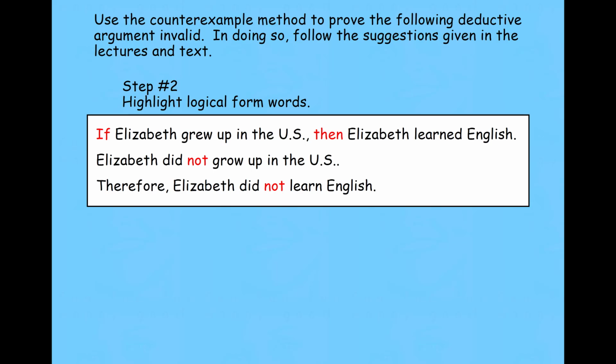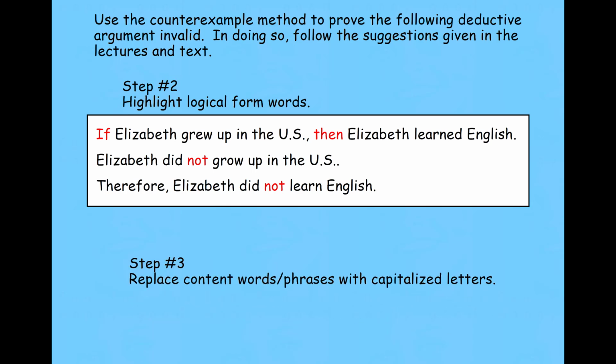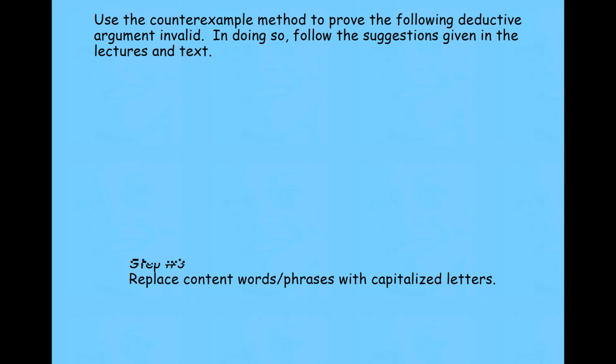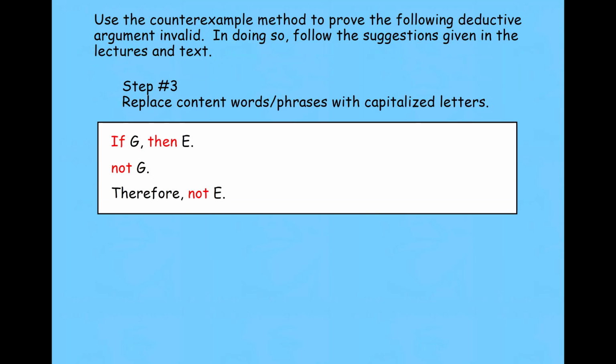Now that we've got the logical form words highlighted, we want to keep those logical form words, and we want to replace our content words or phrases with capitalized letters in each place that they occur in our argument. So again, you might want to stop the video, see if you can do that, start the video again, and see how your answer compared to mine. Okay, so this is what I got. I got if G, then E, not G, therefore not E.